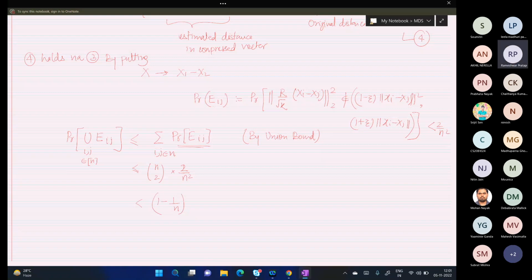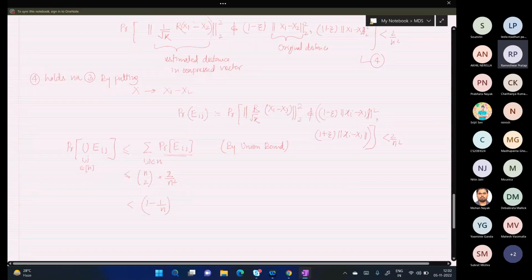Any doubt on this part? We didn't do anything fancy. We just applied the union bound for all pairs of points. Okay, yes or no? Let me know if you have any doubt on this.